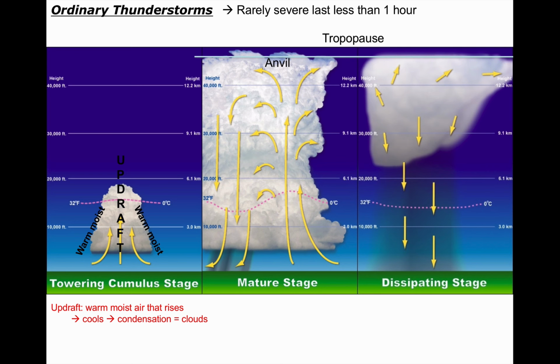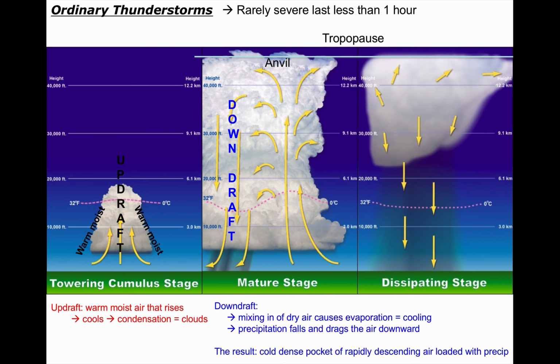You see, when a thunderstorm is composed of just an updraft, it's usually not precipitating. But once it reaches its mature stage, it develops a downdraft. And the downdraft is this. You see, we tend to mix in a little bit of dry air from the outside, which causes some evaporation, but we're basically filling the air with precipitation-sized particles, raindrops. And as they fall, they drag the air downward, and as they fall, we get some evaporation, which gives us this very cold, dense pocket of rapidly descending air that's full of precipitation. That's the downdraft. That's, by the way, what the radar is designed to see. You see, the radar scans for precipitation. Wherever you see it, you're in the downdraft of the storm.